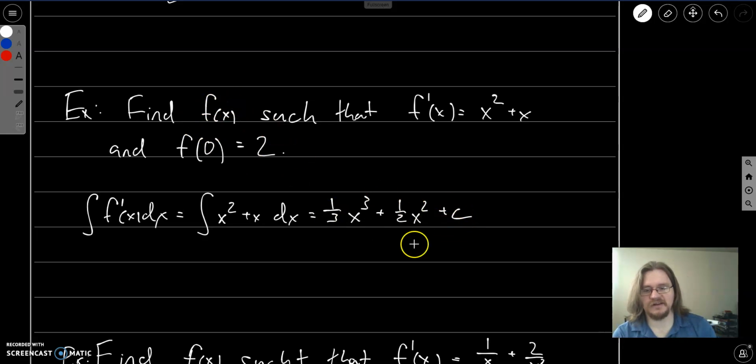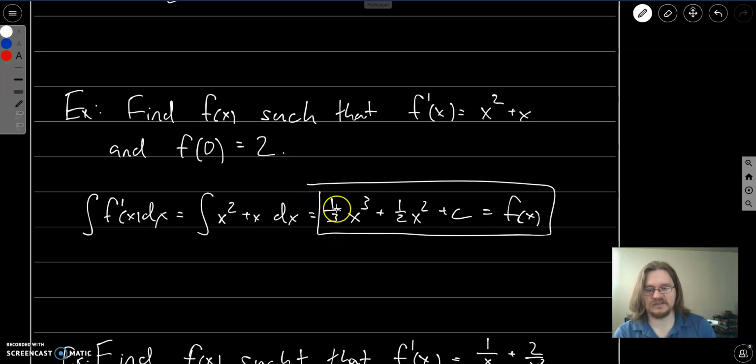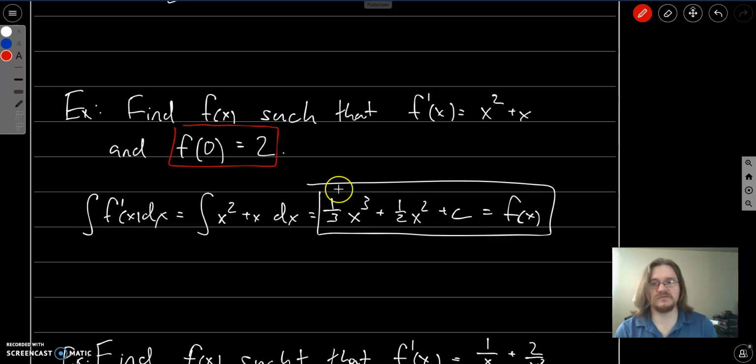So my f here, this is going to be my f of x. So f here is going to be 1/3 x cubed plus 1/2 x squared plus c, but I don't know what c is. C is just some arbitrary constant at this point. But we're told enough information that we can figure it out. We're told that f of 0 is 2. So that means if I plug a 0 into here, I should get 2. So what is f of 0?